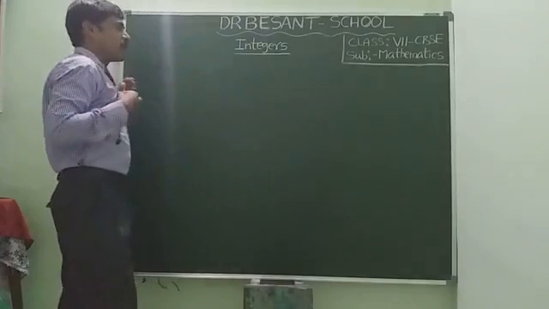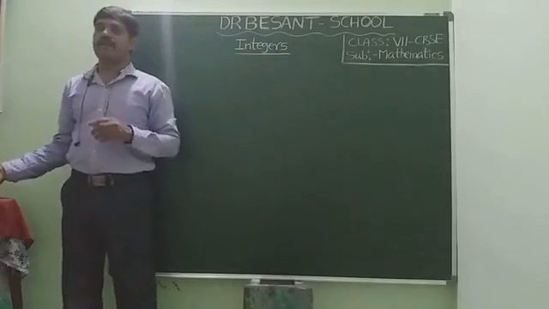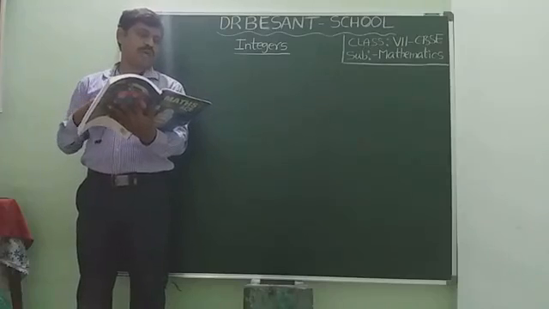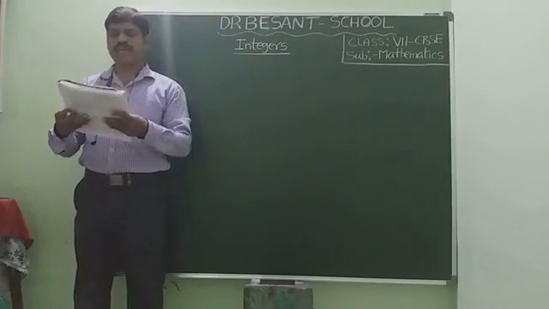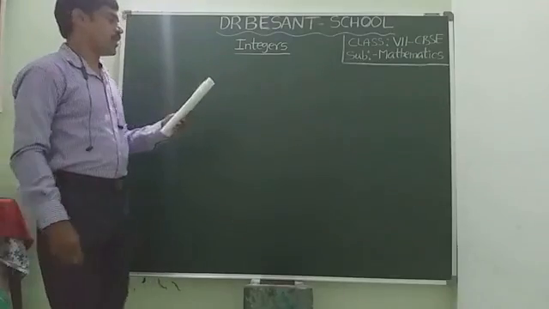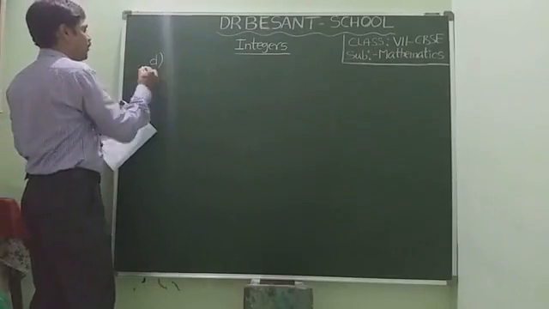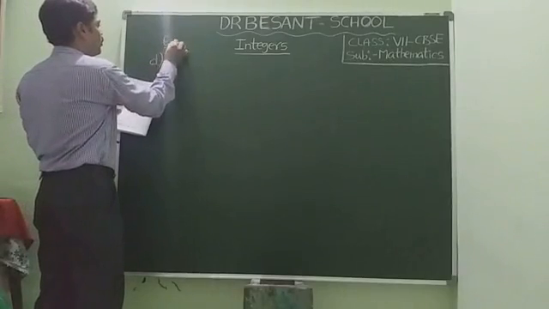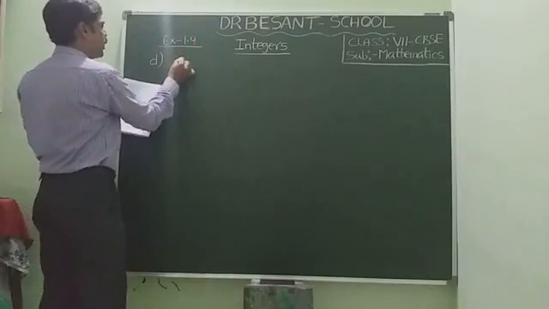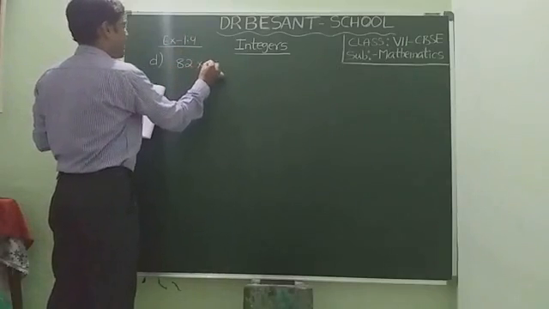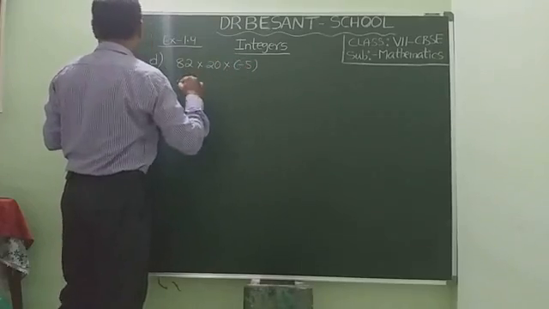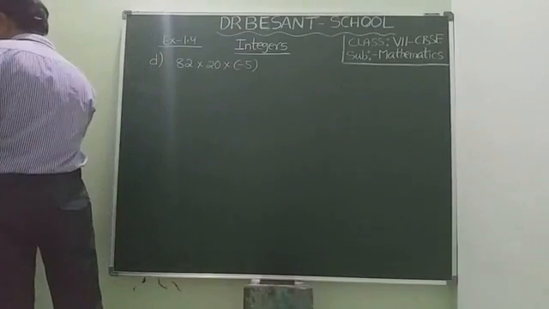In this chapter, how many exercises have we done? In the previous class, in exercise 1.4, we completed the first three problems, A, B, C. Now come to problem D of exercise 1.4. Note down, children. The first D problem: 82 into 20 into minus 5. So this one we have to complete.